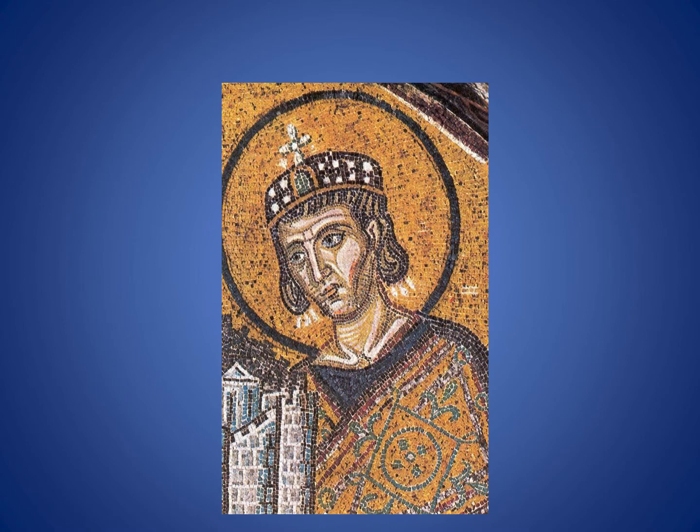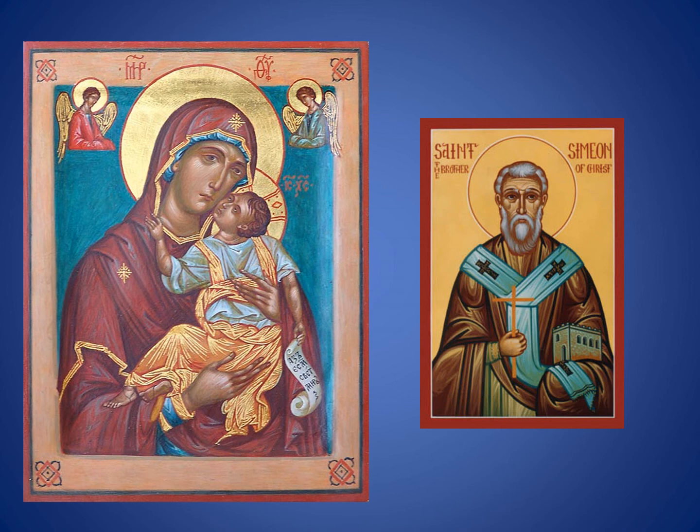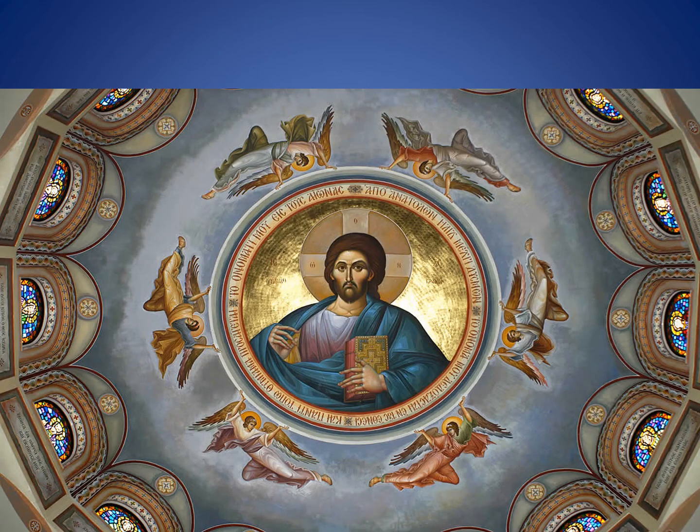So we will look at some different depictions of icons, this one being a mosaic, and it's a religious image. Here we have Mother Mary with Jesus on the left. So it's an icon showing two religious figures, and you would pray to this to help connect you with Mary and Jesus. And on the right, we've got Saint Simon. And we could see icons even in the architecture, such as in this dome where we have Jesus.